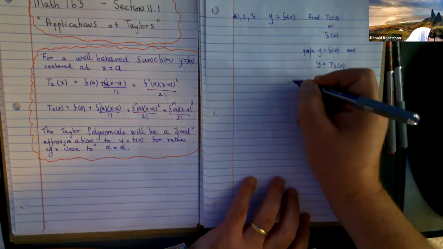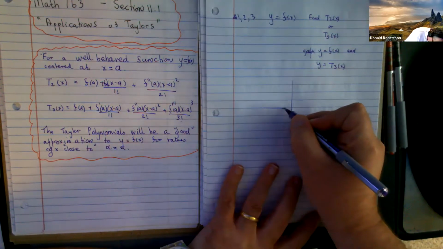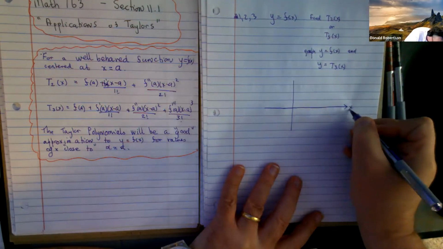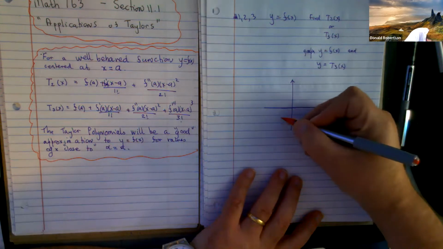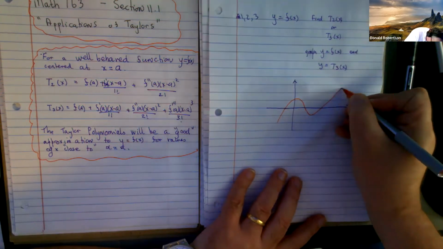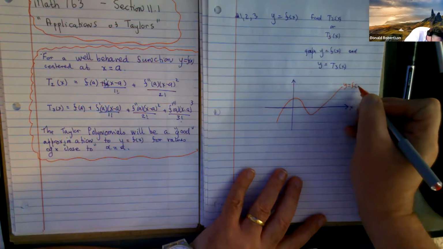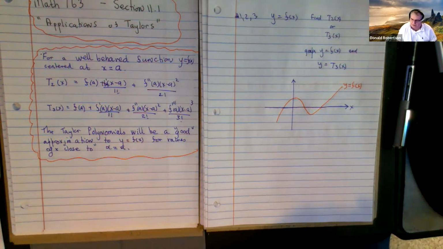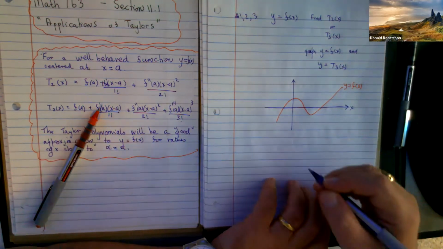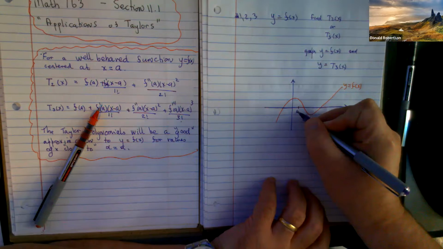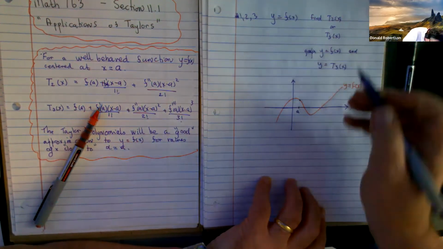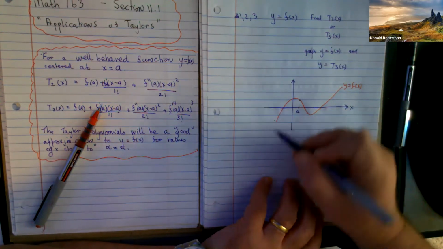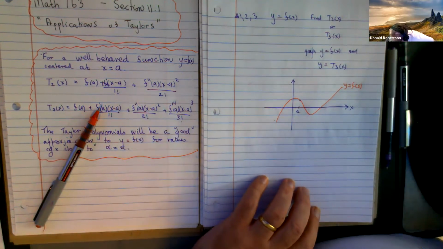Now, when you do these things, let's just do a general question without being too specific. Imagine you had a normal function y equals f of x. When we say well-behaved, what we mean is that it's just a normal curve, right? No vertical asymptotes, no weird things going on, just a normal curve. And let's suppose that we centered it here. Let's suppose that was the a point.